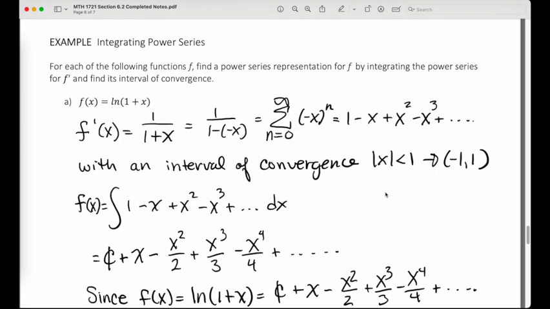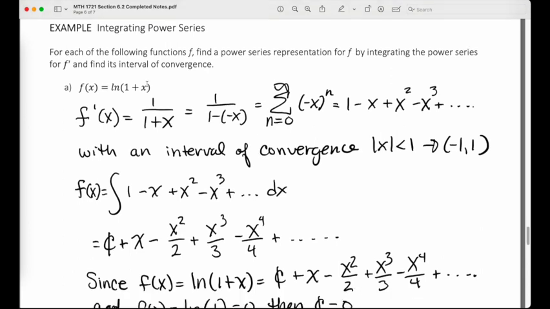Now, using that same idea, we're going to integrate power series. So for each of the following functions, we're going to find a power series representation for the given function by integrating the power series f prime and finding its interval of convergence. When I take the derivative of this, I get 1 over 1 plus x, and I can rewrite that as 1 over 1 minus a negative x. Just change this plus to a double negative so it's in a form that we can use. So now I'm using substitution, and I'm plugging in negative x for x. So I have negative x to the power n.